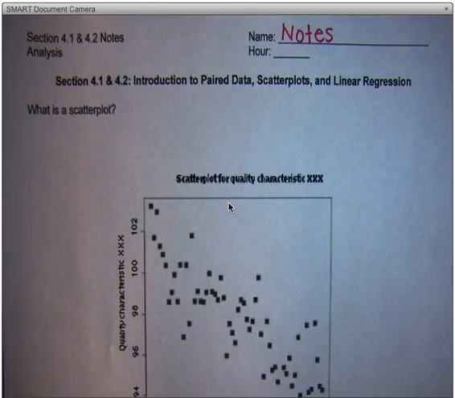Today we're going to cover section 4.1 and 4.2, so it's over scatter plots and linear regression. Make sure you have the guided notes and you will need a graphing calculator.